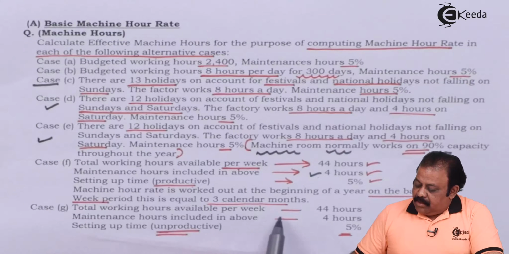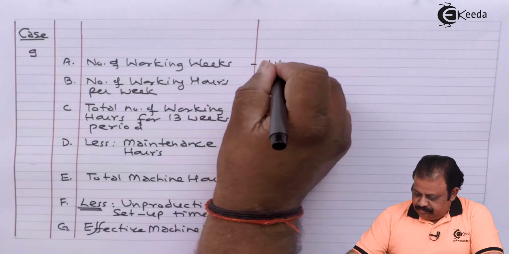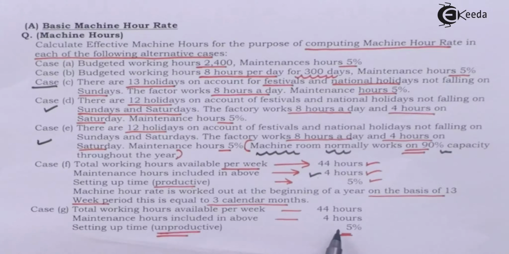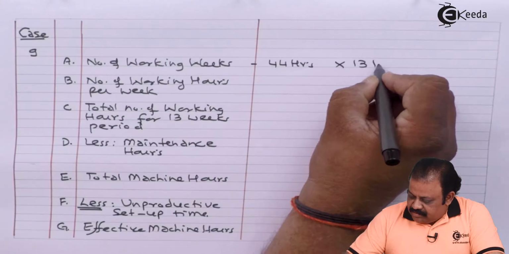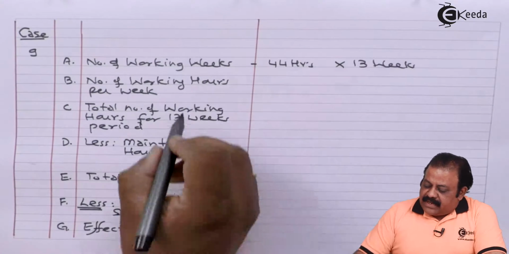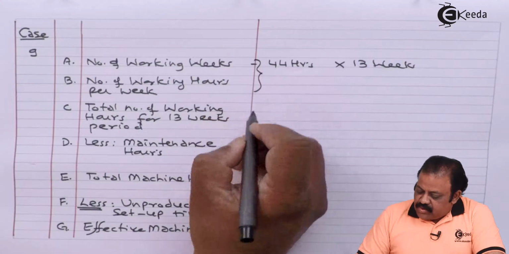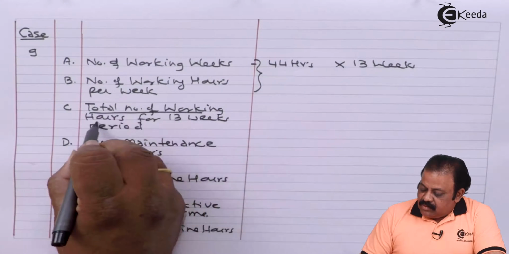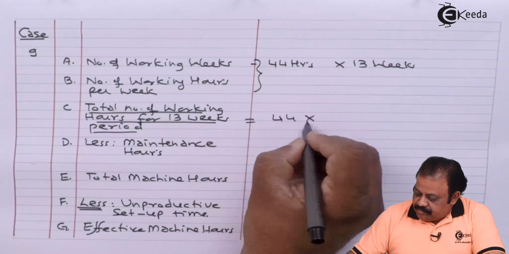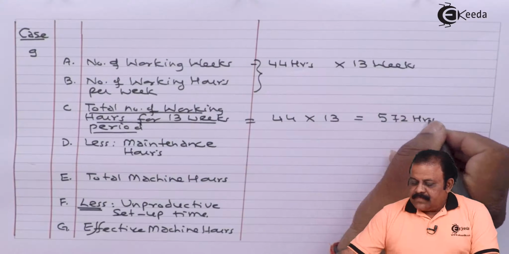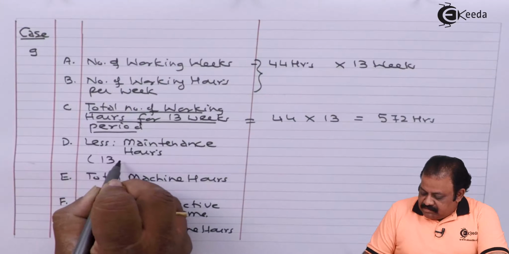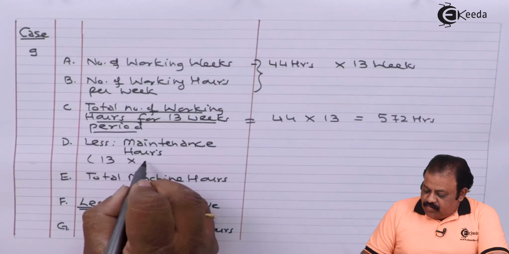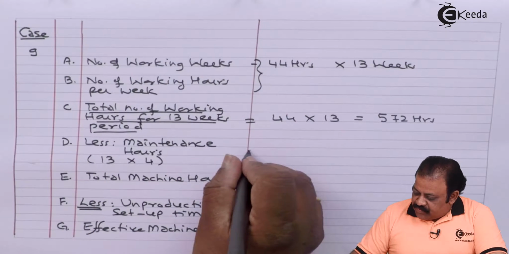Total working hours available per week 44 hours. Maintenance hours included in the above, 4 hours. Setting up time unproductive 5%. Number of working weeks, 13 weeks they have given, and number of working hours per week 44 hours. So total number of working hours for the 13 weeks period is 572 hours. Less maintenance hours, 13 weeks, per week it is given 4 hours. So it is 52 hours.